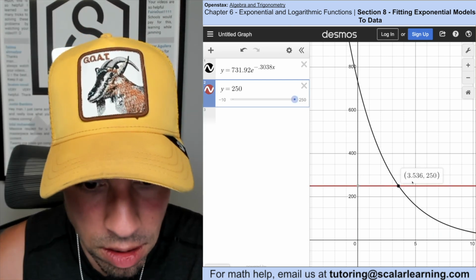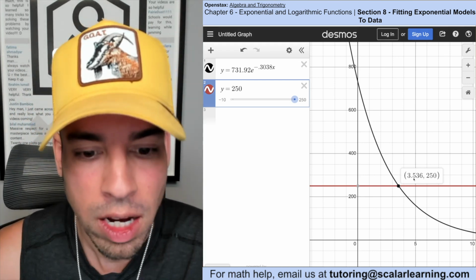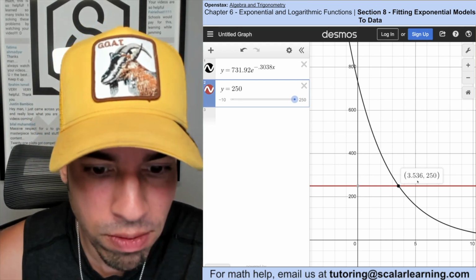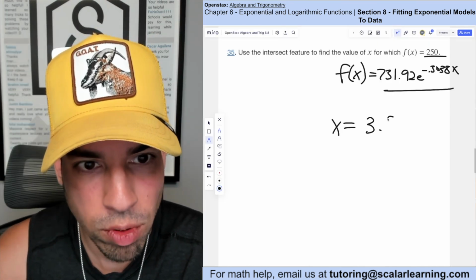Now we can use that nice intersect feature, but in Desmos it's pretty easy. We just literally click the intersection, and it's occurring when x equals 3.536. So that rounds to x equaling approximately 3.5.